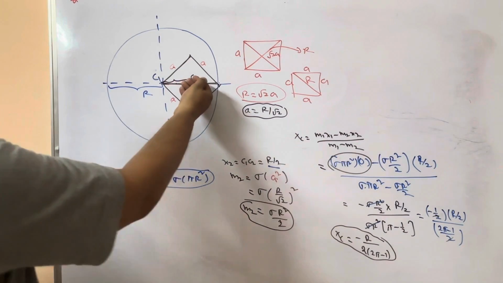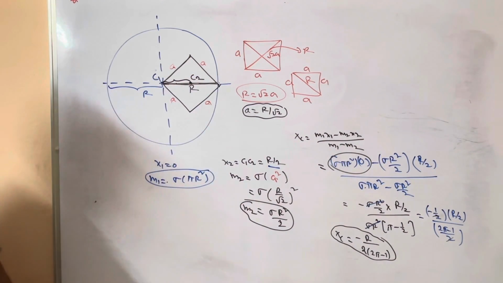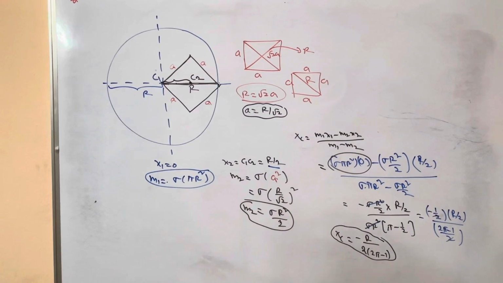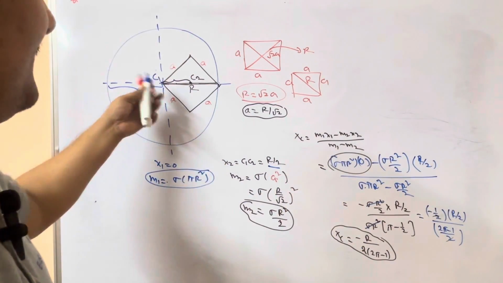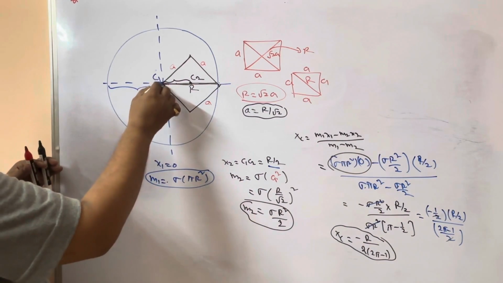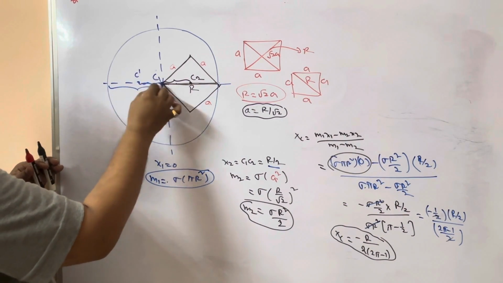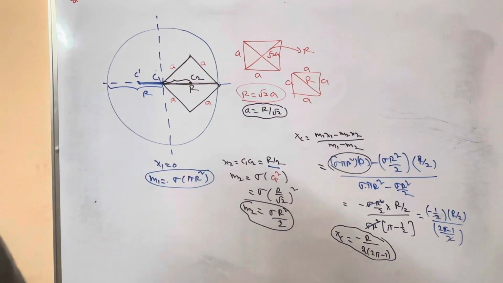So after removal of the square plate of diameter capital R, the negative sign is representing that the center of mass is shifted towards the left. Now the new position of center of mass, C dash, this distance is going to be minus r by 2 times of 2 pi minus 1.